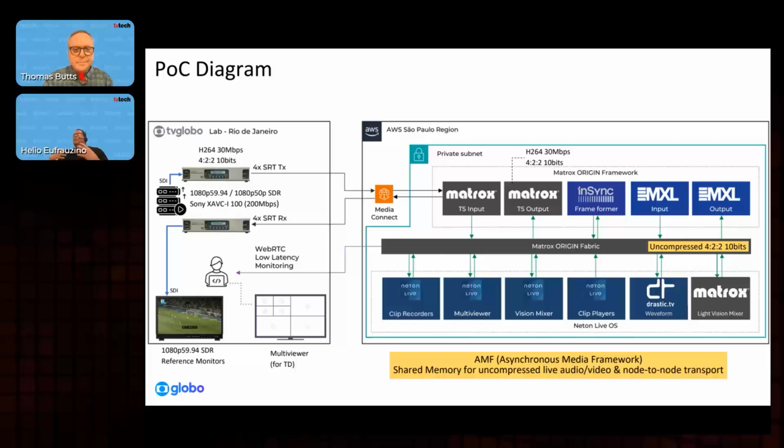Matrox Origin brings us something called AMF, Asynchronous Media Framework. It's a way of shared memory for uncompressed live audio and video, carrying this live audio and video across the system, intra-host or inter-host. It's very similar to the principles that we have in MXL. So great, let's prove it. Let's see if it works well.